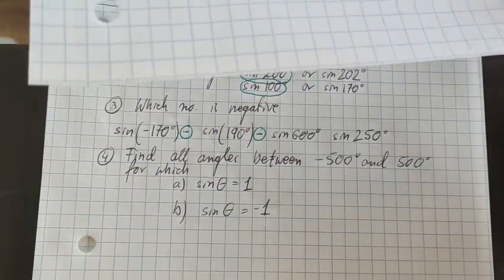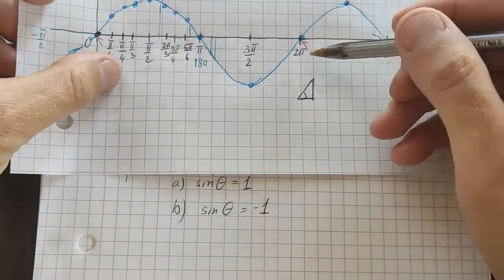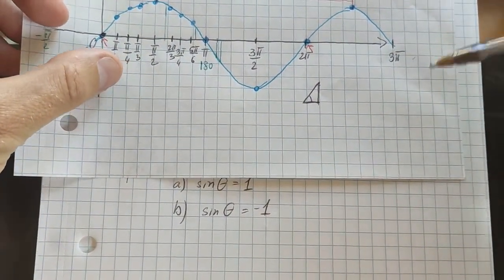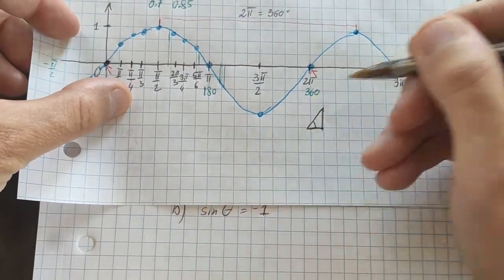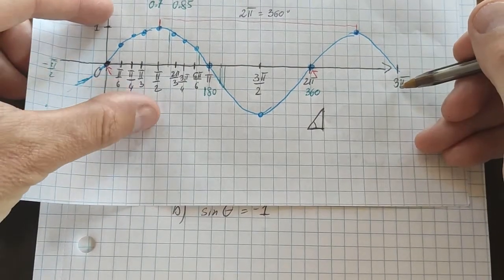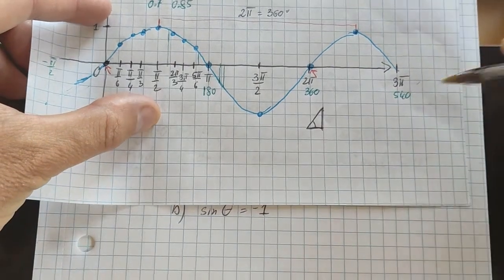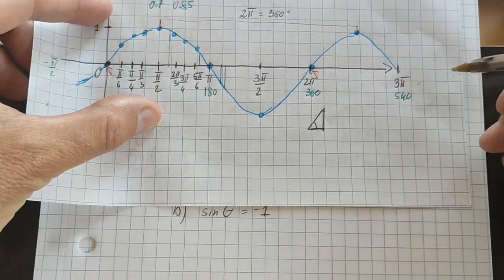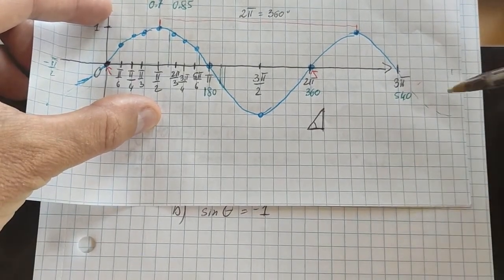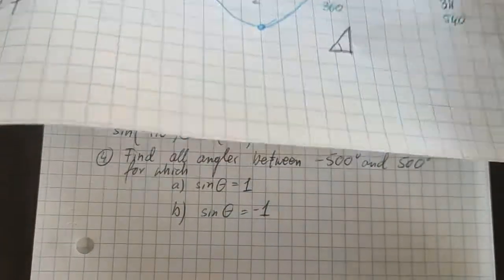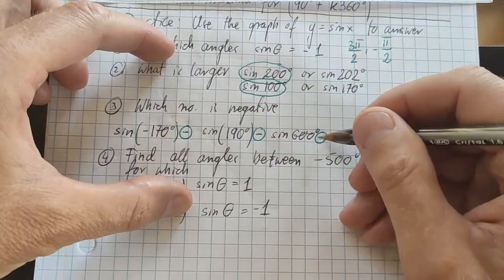Okay, so now I have sine of 600. So if this is 600, it will be somewhere here, and let's try to figure out. So if this is 360, and then 180, so this will be 540. Well, if this is 540, 600 will be maybe somewhere here. I'm not sure, but I know that the value of sine will be negative. So they're all negative. How about sine of 250?